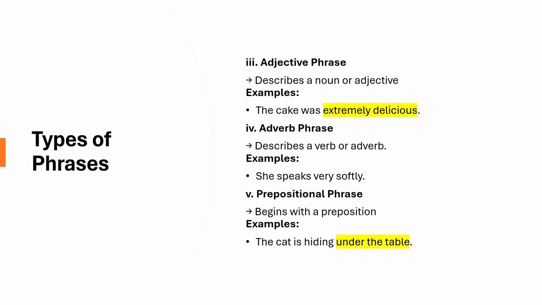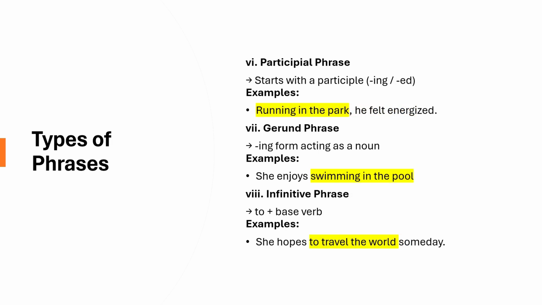Then we have prepositional phrase. It consists of a preposition, its object, and any modifiers. For example, the cat is hiding under the table. A participle phrase starts with a verb form like running or excited, and it usually describes something. Then a gerund phrase also uses ing, but it acts like a noun. For example, swimming in the pool can be a subject or object.